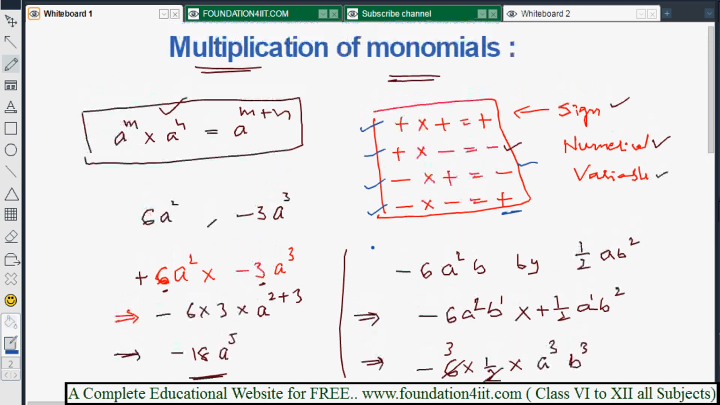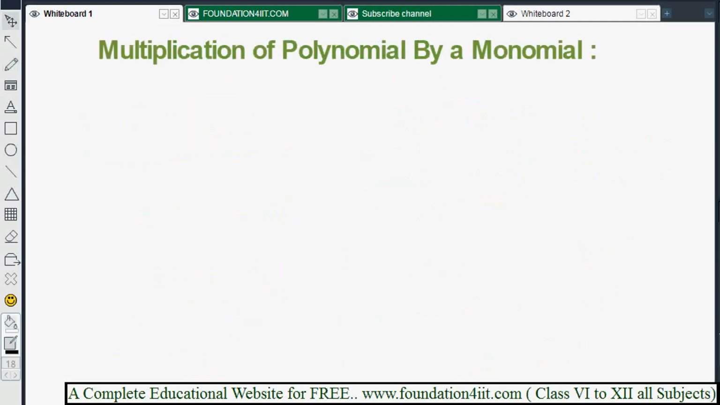Not only multiplication of monomials, next I'll explain multiplication of a polynomial by a monomial. This was multiplication of only monomials. If there is more than one term, how do we multiply with a single term? I'll explain that now. So here I'll explain multiplication of a polynomial by a monomial. In this case we apply distributive laws. About the distributive laws, you already know.